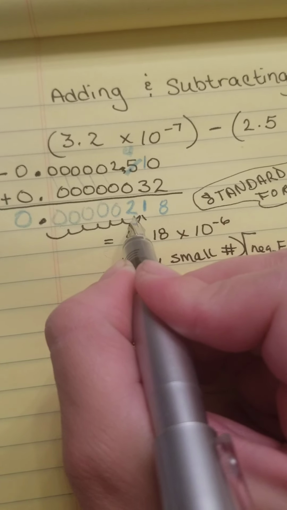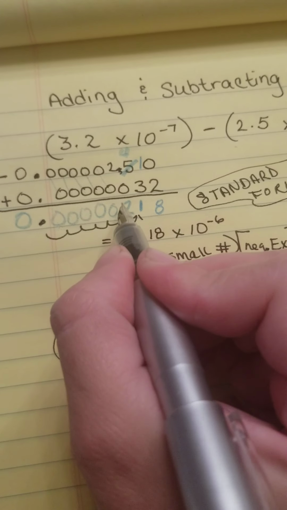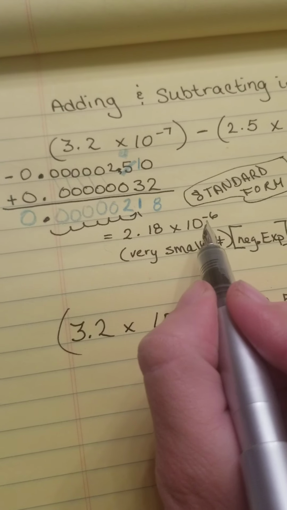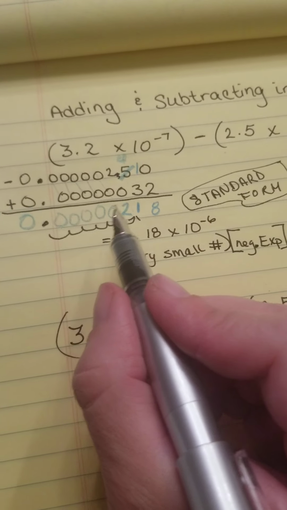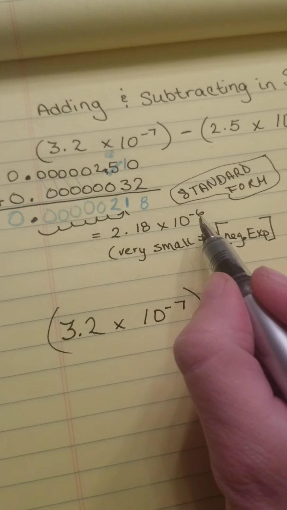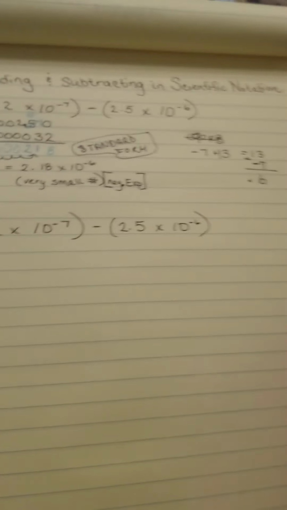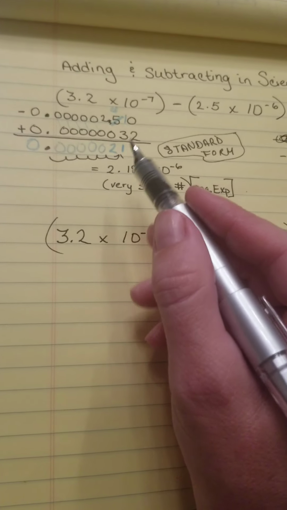6 places to the right will give me a number that is greater than or equal to 1. 2 is greater than. So our decimal will now be here. So that will become 2.18 times 10 to the negative, because very small number, negative 1, 2, 3, 4, 5, 6 places, negative 6. Very small number, negative exponent.